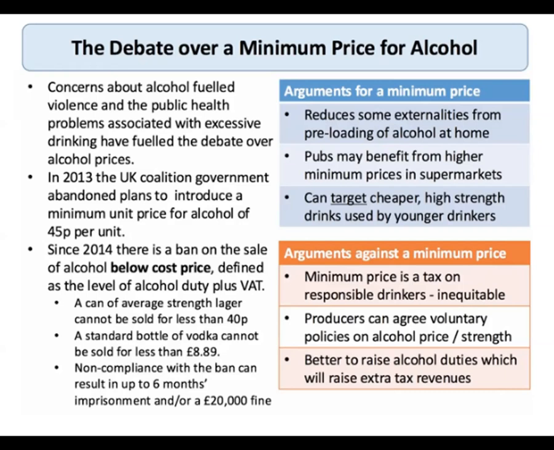Since 2014, there has been a ban on the sale of alcohol below cost price, defined as a level of alcohol duty plus VAT. A can of average strength lager cannot be sold for less than 40 pence. So the minimum price on lager is 40 pence. Any firm that sells a lager for anything less than 40 pence would be breaking the law.